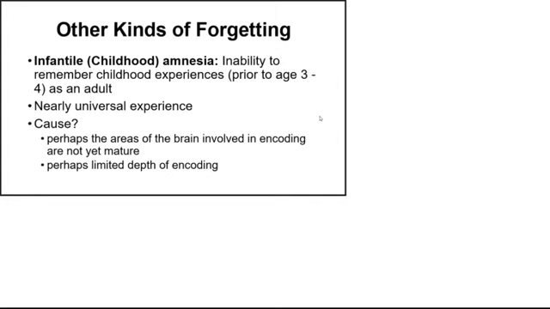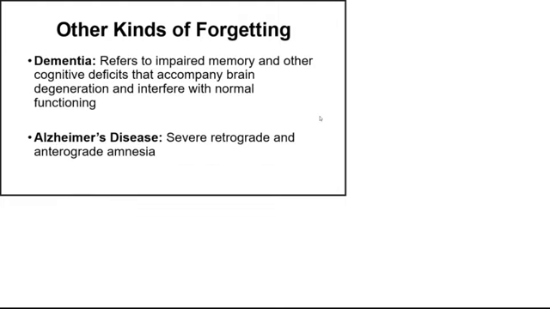And so the idea here is that maybe as our brains are maturing and growing, we're developing the structures to allow us to form long-term memory. So as children, we just don't have that ability yet. Or maybe it's a limited depth of encoding. We don't have the capacity to store it away long-term in a persistent state. Maybe. Again, not super well understood. We do also see dementia fairly commonly.